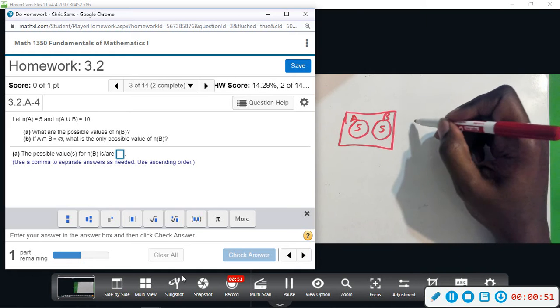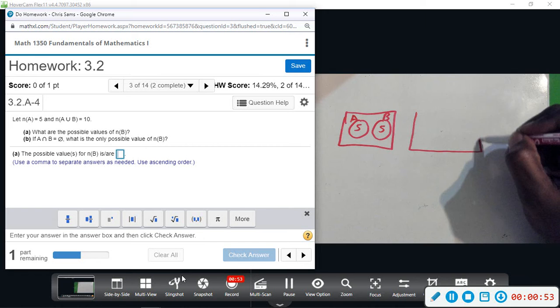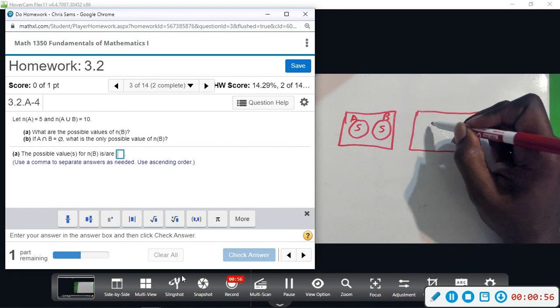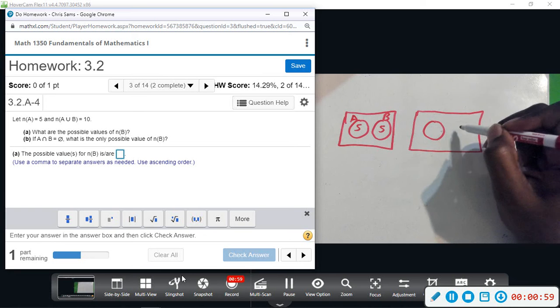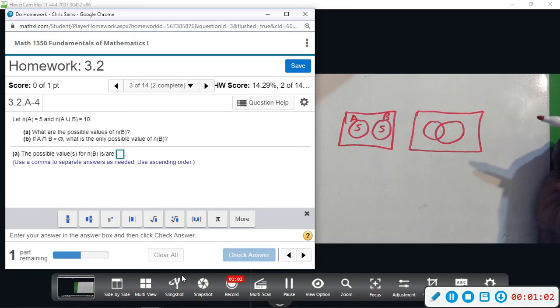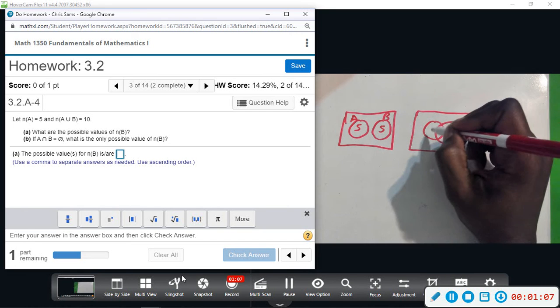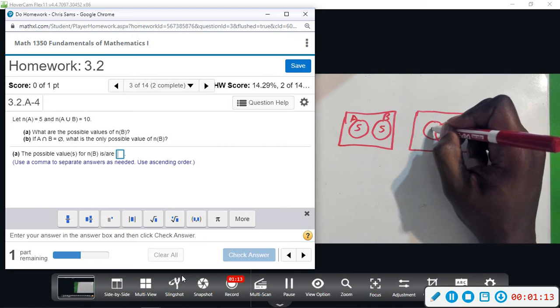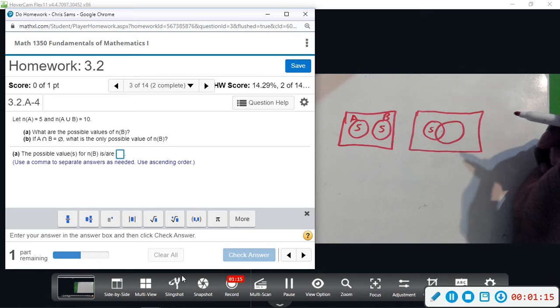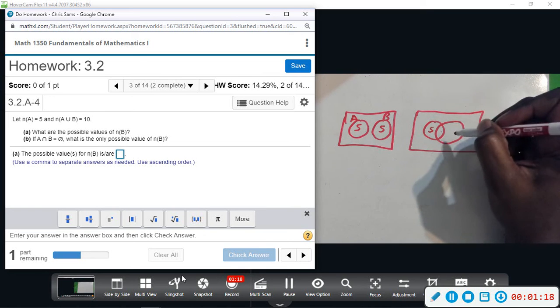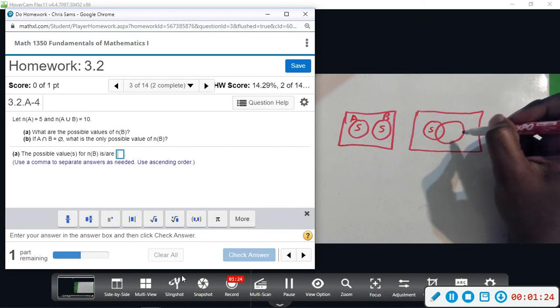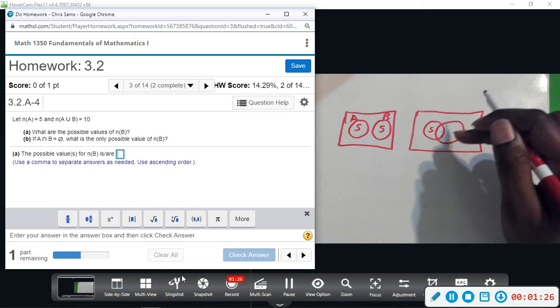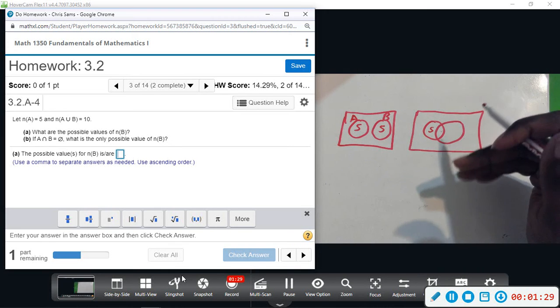Okay, it is also possible for these two circles to overlap, which means they have some things in common. So we know this has 5 elements in it. This is all together. Whatever's here and whatever's here is 5. If this were the case and they shared some elements, then B could have more. So depending on how many elements they shared, B would go up or down.